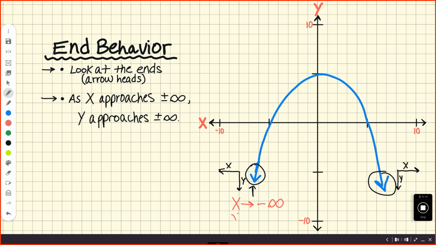My y is going down. Your y values, as you go down, all of those are negative. So it's going down forever, so that's also going to be a negative infinity. So you can write it like this as your answer, as a shorthand, but when we express it, we read it this way.